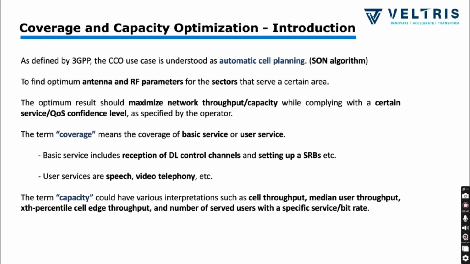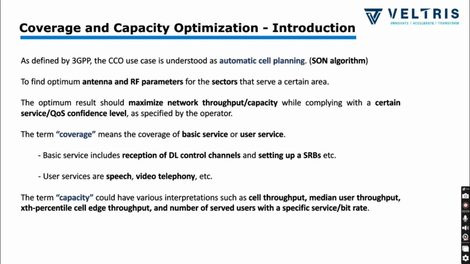The term coverage refers to the coverage of basic services or user services. Basic services include the reception of DL control channels and setting up of SRBs, or signaling radio bearers. User services refers to services such as speech, video telephony, and others.